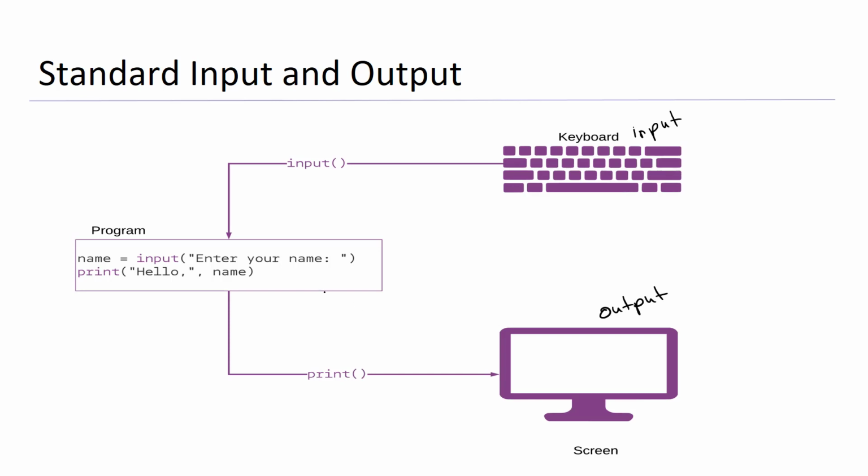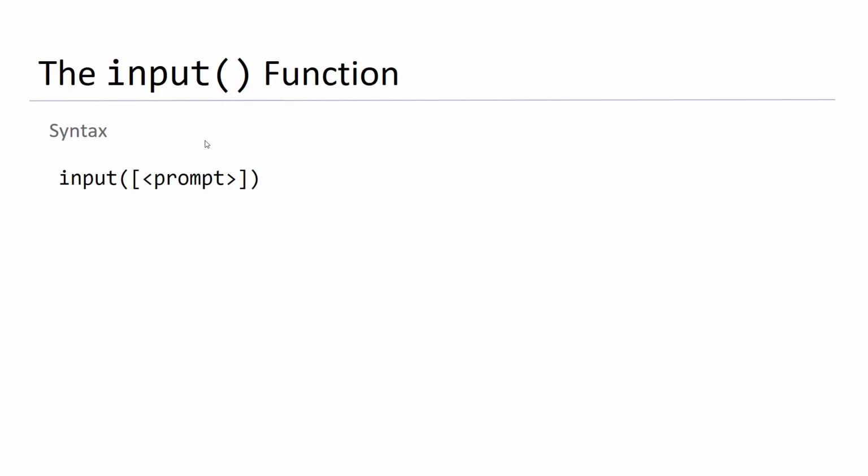And in Python, you have two built-in functions which allow you to communicate with standard input and output devices. The input function is used for getting input from the keyboard, and the print function is used for displaying output to the screen. One of the simplest ways to obtain input from the keyboard in Python is by using the input function.